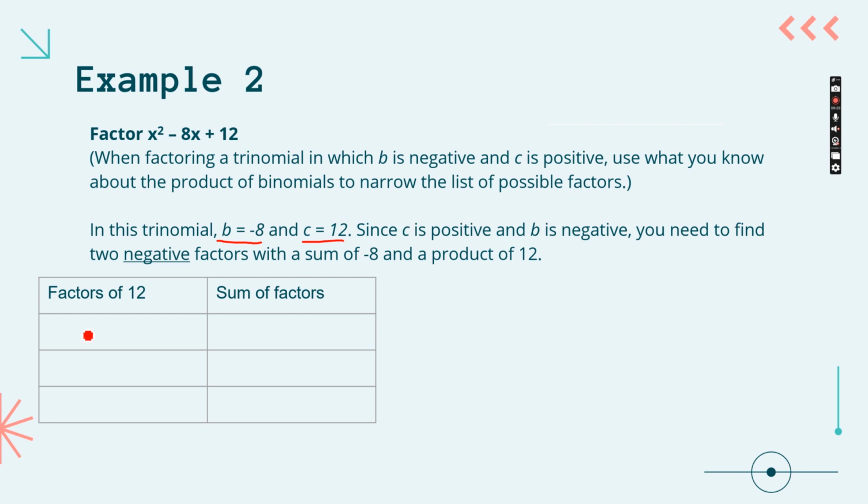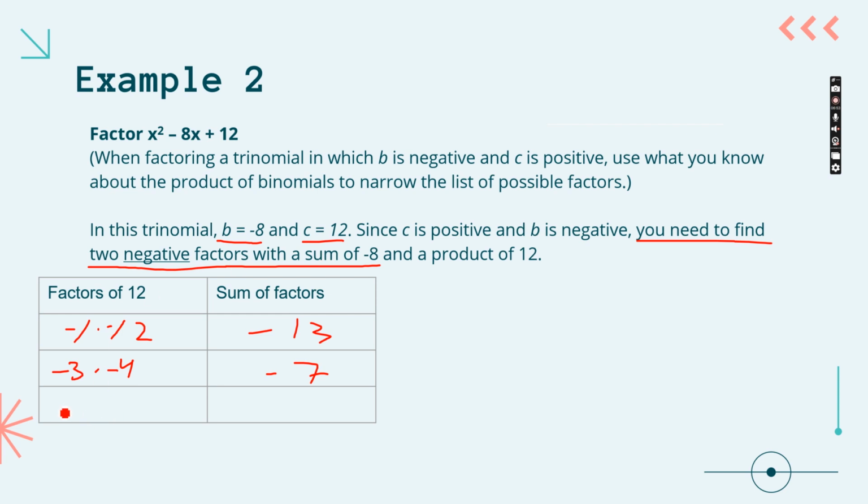So some factors of 12 include, let's say for example, 1 times 12. Another one could be 3 times 4. But keep in mind that we also need to make sure that these two factors are negative, because definitely the sum of the factors should also be negative as well. So -1 plus -12 gives us -13. -3 plus -4 gives you -7.